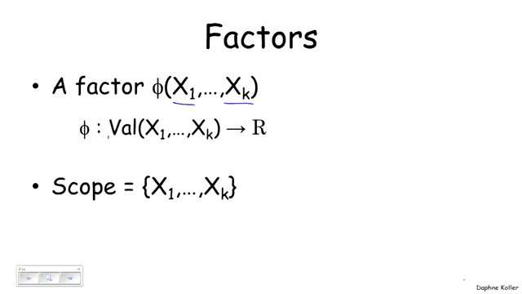So it takes all possible assignments in the cross product space of x1 up to xk, that is, all possible combinations of assignments, and in this case, it gives me a real value for each such combination. And the set of variables x1 up to xk is called the scope of the factor. That is, it's the set of arguments that the factor takes. Let's look at some examples of factors.